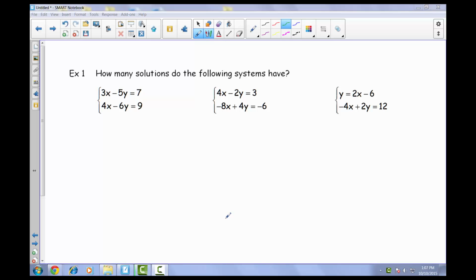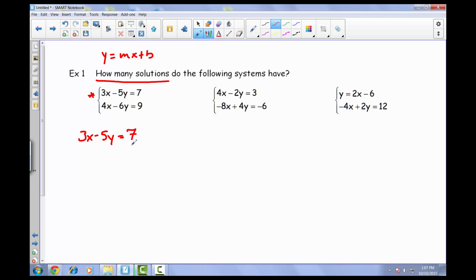Here we're looking at example 1 from our 3.1, 3.2 set of notes. We're asked how many solutions the following systems have. Just looking at this first one, we notice that it's in standard form. Unfortunately we don't have a graph, so one thing that really helps is to put things into y equals mx plus b if we want to determine how many solutions there are. For our first one, we have 3x minus 5y is equal to 7.